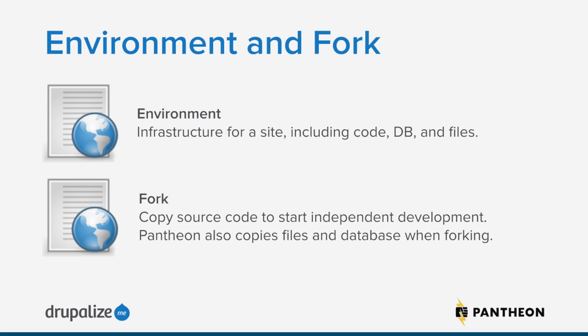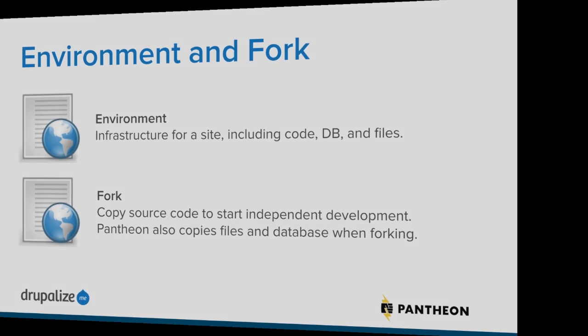On the code side of things, in the development world, forking is normally copying the source code so you can then modify it and start doing what you want with that code. With Pantheon, when you fork an environment, you're basically creating an exact copy of that environment, including the files and the database, not just the code. You have an entire working site with a fork.